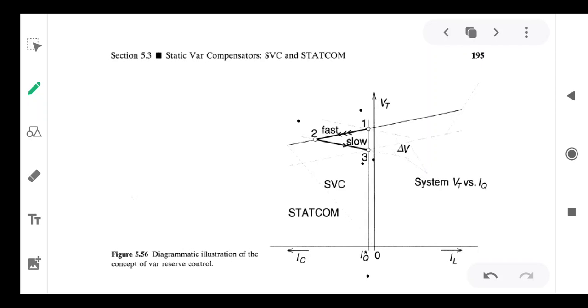At operating point 2, the corresponding current on the x-axis is, let us have, this is IC.